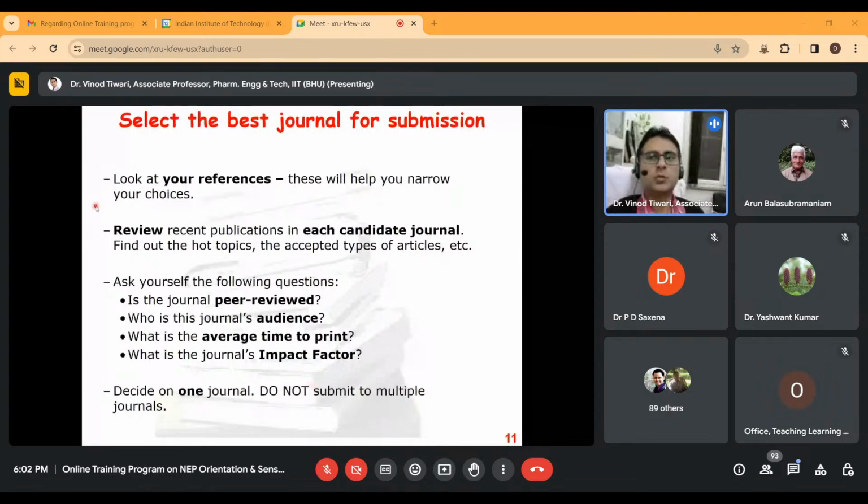Now, it's very, very important to find the best journal for your submission. This is the part where we don't pay much attention because we are mostly focused on doing the experiments, then compiling the data, and then bringing it into the form of a publication. But we don't bother about which journal we want to publish in. There is only one thing in most of our minds, the impact factor of the journal.